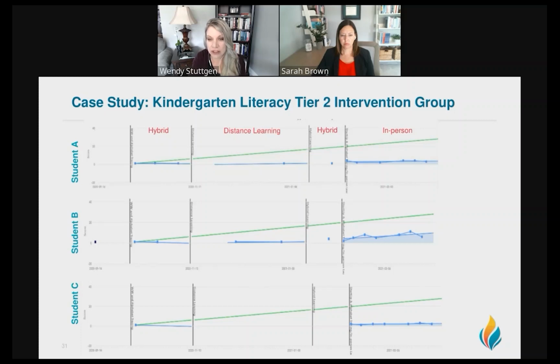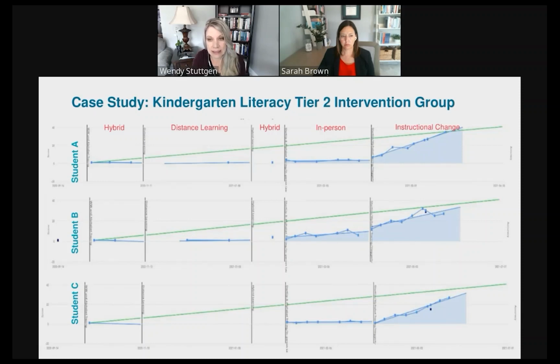The expectation is that kindergarten students will fluently know 41 letter sounds by the end of kindergarten. The last few data points are from March. Based on these last 3 data points, students A and C are averaging 2 to 4 letter sounds, and student B is ranging from 6 to 11 letter sounds. What would you recommend for these students?